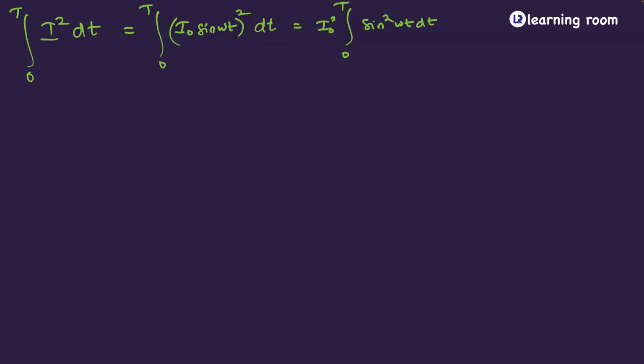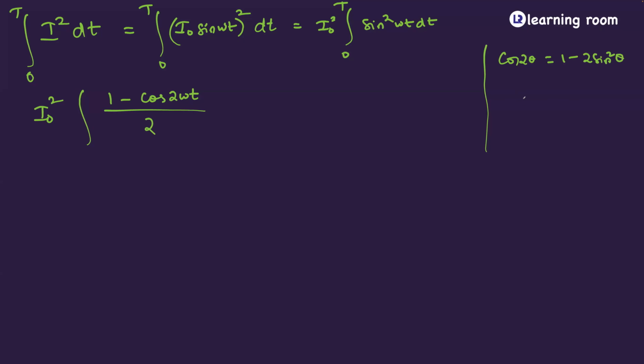The only problem is we don't have a direct integral of sine square. We only have the integral of sine. So what we need to do is I naught square into integral of sine square omega t can be written as 1 minus cos 2 omega t divided by 2. Just to give you information, cos 2 theta can be written as 1 minus 2 sine square theta. So rearrange the equation: sine square theta will be equal to 1 minus cos 2 theta, the whole divided by 2. That's what I use. Instead of theta, you have omega t.